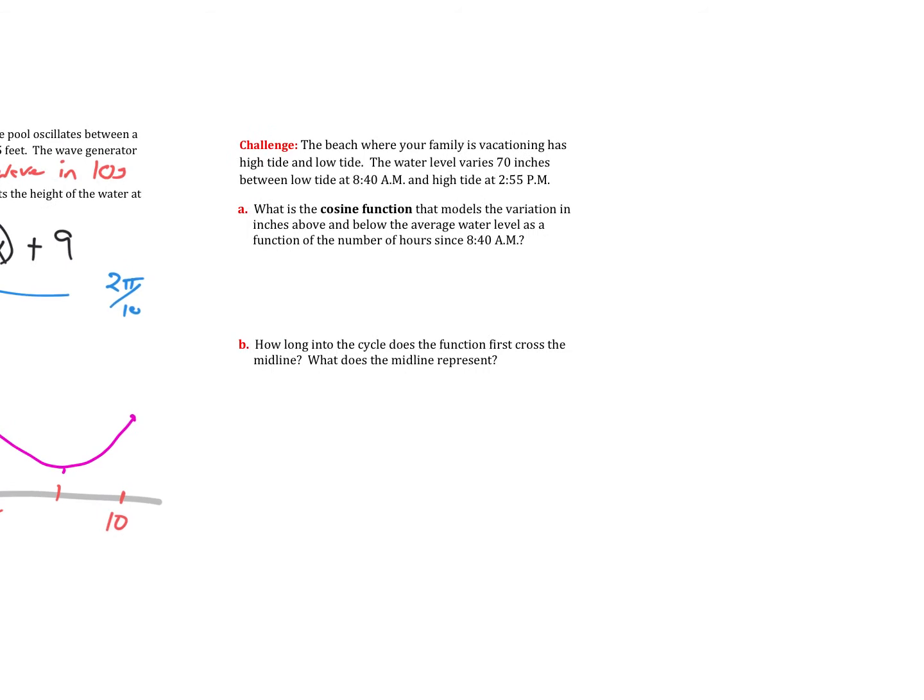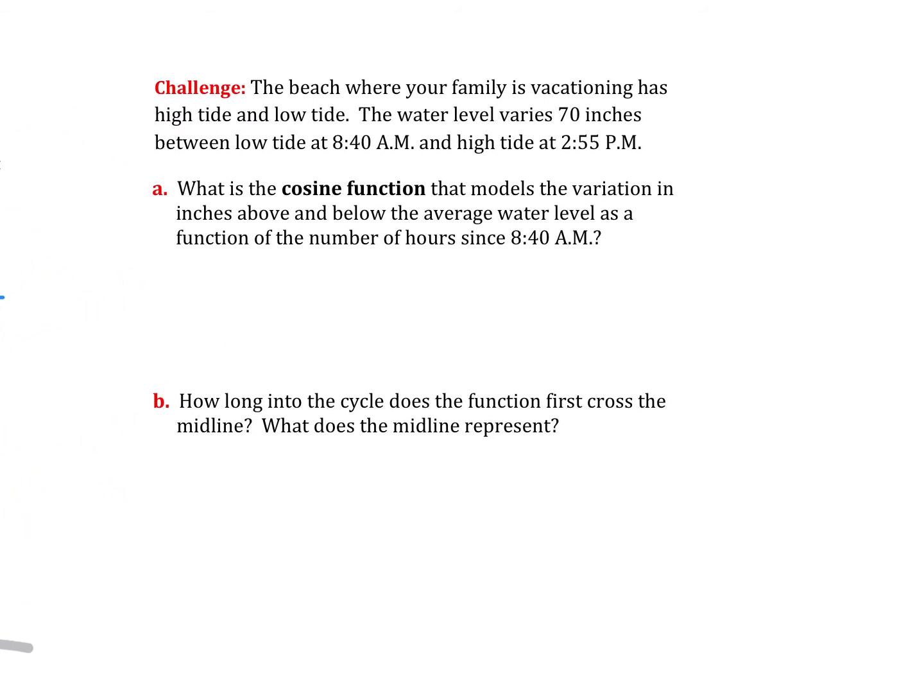All right, last one. The beach where your family is vacationing has high tide and low tide and roll tide, baby. The water level varies 70 inches between low tide at 8:40 a.m. and high tide at 2:55 p.m. What is the cosine function that models the variation in inches above and below the average water level as a function of the number of hours since 8:40 a.m.?